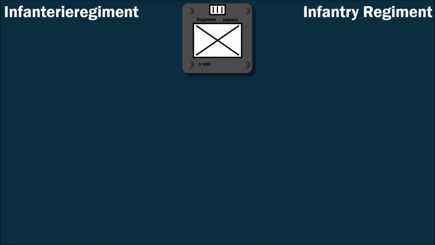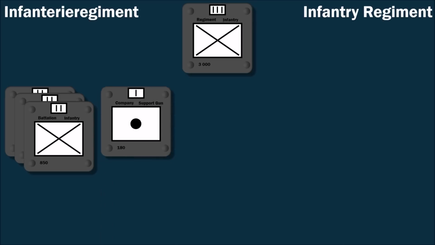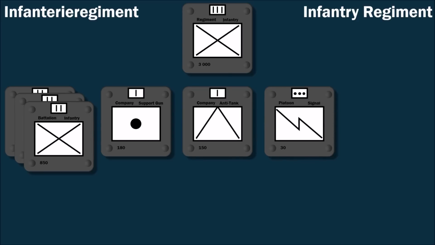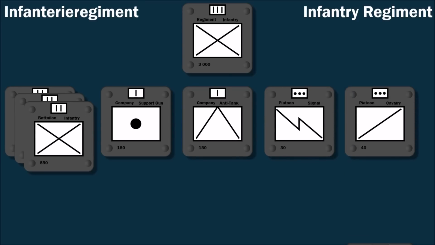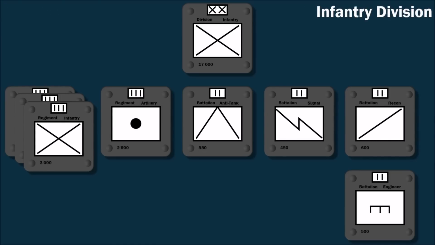So let's take a look at the infantry regiment. In German, it was called Infanterieregiment, and it consisted of 3 battalions of infantry with about 850 men, a company with infantry support guns, an anti-tank company, a platoon for signaling, and a recon platoon, finally a platoon with engineers. Now this looks oddly familiar. Let's take a look at the division. Well, it's pretty much the same.